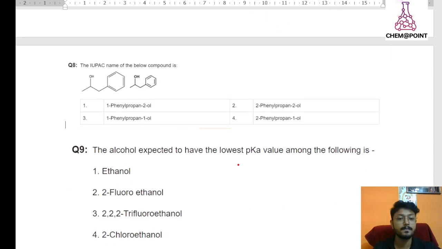Question number 8. The IUPAC name of the below compound is. It's very simple. So 1, 2, 3. So 1-phenylpropan-2-ol. Option A. Right. Then move to the next question.